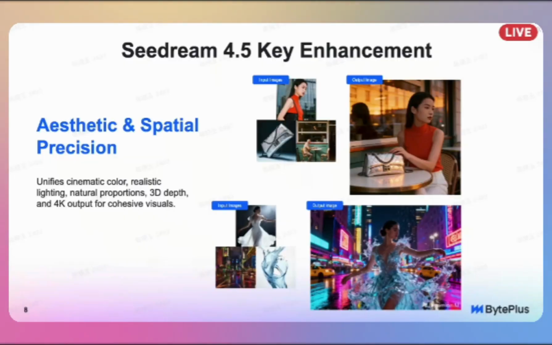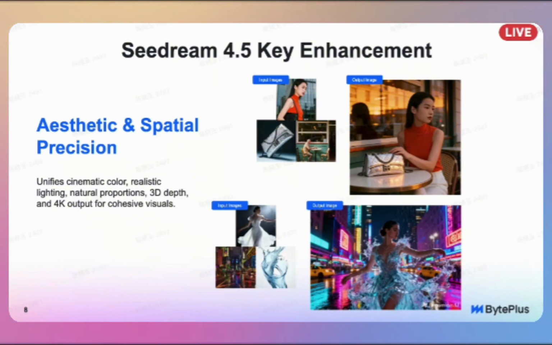Yeah, so this is all about how it understands the spatial precision, right? For example, this bag here. Sometimes when we try to generate combined AI try-on images, the size of the item does not make sense, because it's either too big or too small and does not fit into the space.